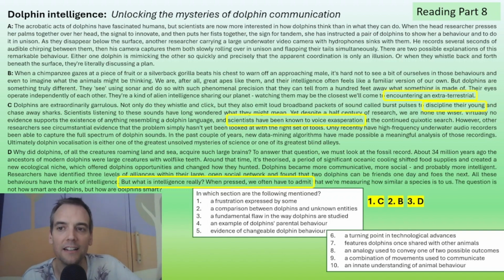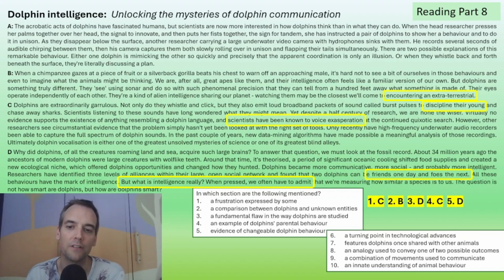Number 4, parental behavior. This was in C. They discipline their young, meaning their children, their next generation. So it's 4C. Number 5, their changeable behavior. This was in D, wasn't it? They can be friends one day and foes the next. Foes meaning enemies. And from context, if you're friends one day and something else the next, it means a different thing. So that was D.